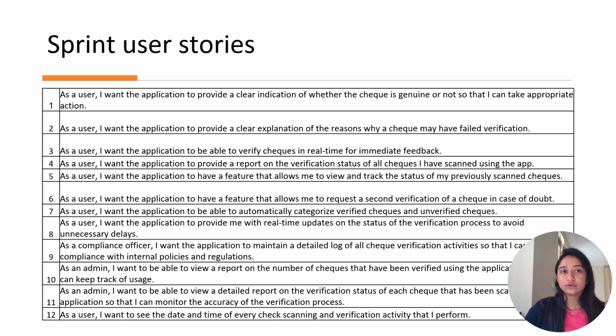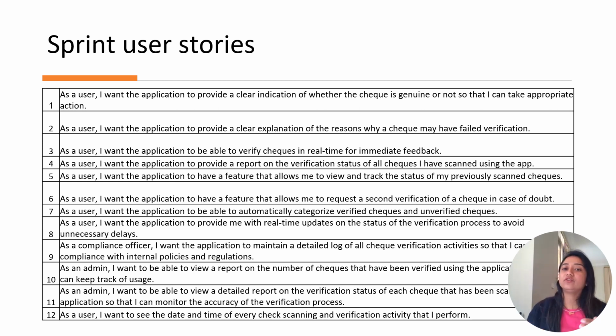The user story for this sprint is mainly whether the check is genuine or not, so I can take the appropriate action, as well as the reason why a check failed. That is the main task now because we are going to end. That is, verify the check in real time and give immediate feedback. Right now it's written there how many days are left to finish the check date. So I can track the status of my previously scanned checks as well.